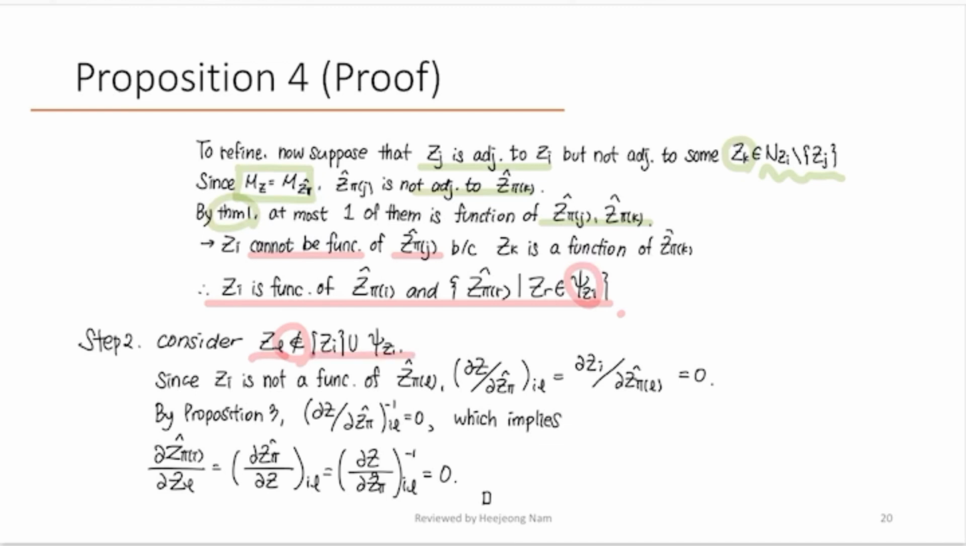And step 2, we consider z_l, which is not in the union of z_i and the intimate neighbor. Since z_i is not a function of z hat pi(l), del z by del z hat pi with subscript il is equal to 0. And here, by using proposition 3, we know that the inverse of that is also equal to 0, which implies that del z hat pi(i) over del z_l is equal to 0. So we have proved proposition 4.